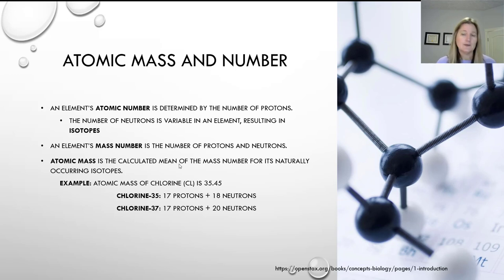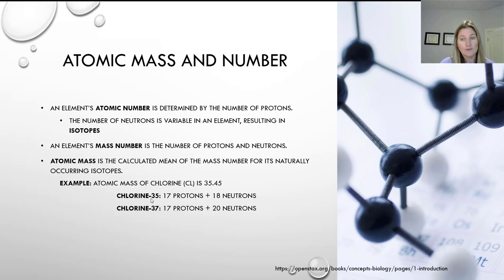You can see the atomic mass of chlorine. Its chemical symbol is Cl if you want to look it up on a periodic table. The atomic mass number, or the atomic mass, is 35.45. So that's the average of all the different isotopes of chlorine. Okay, so if we look at the mass number of all the different isotopes, we can average it out to about 35.45. So there's different isotopes of chlorine.